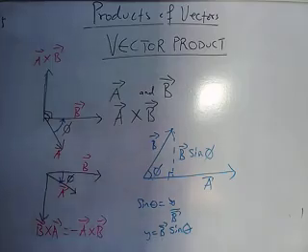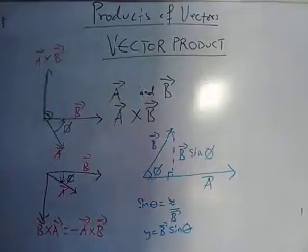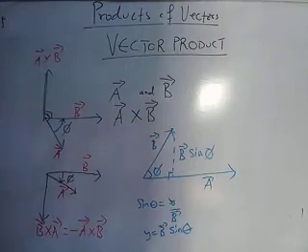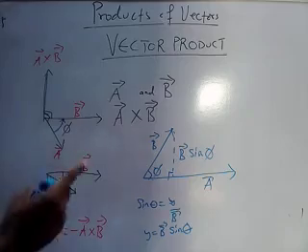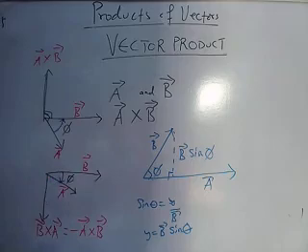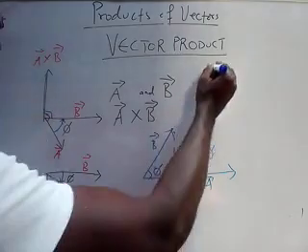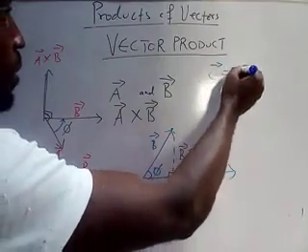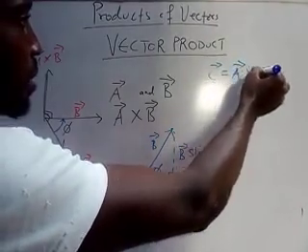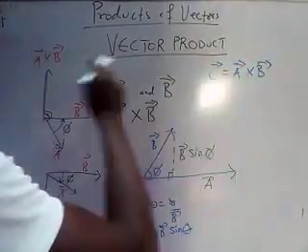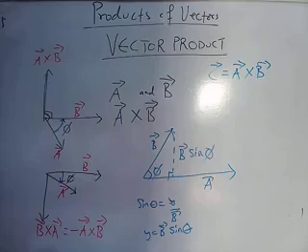I hope at this point you're still okay with this. And if I'm to work with this, let's say the vector product of vector A and vector B is this. Let's call this vector C. Vector C equals what? Vector A cross vector what? Vector B.